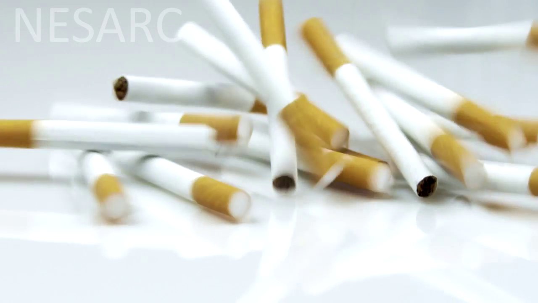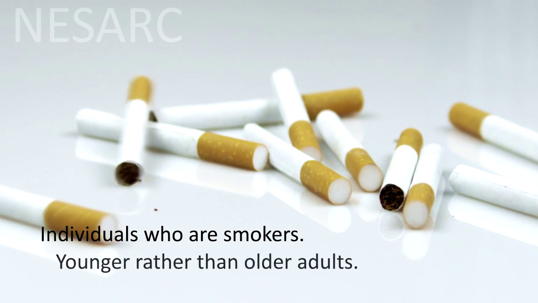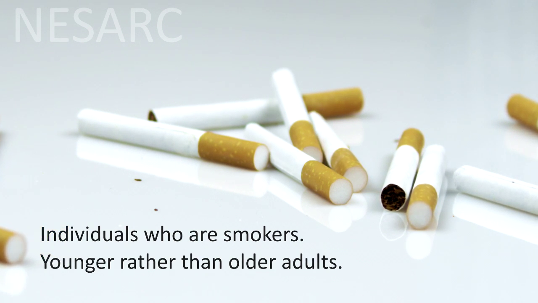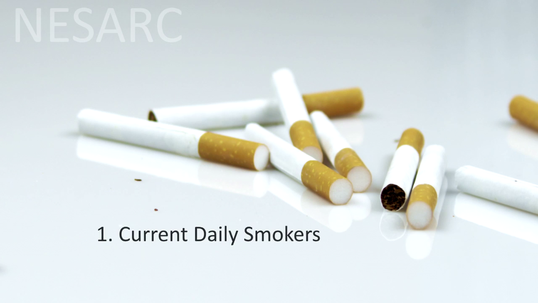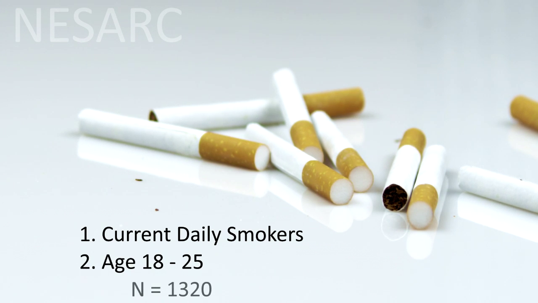After stating the null and alternate hypotheses, we need to choose a sample. We're going to use the NESARC data set, and we're only going to evaluate these hypotheses among individuals who are smokers and who are younger rather than older adults. We subset the NESARC data to individuals that are 1. Current daily smokers, that is, they've smoked every day in the month prior to the survey, and 2. are age 18 to 25. This sample, N equals 1,320, showed the following.